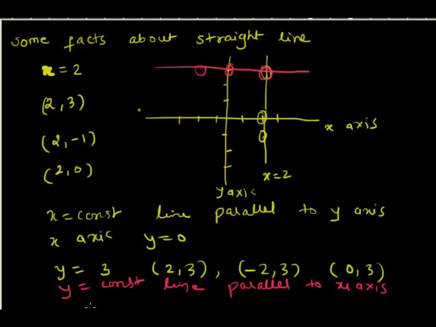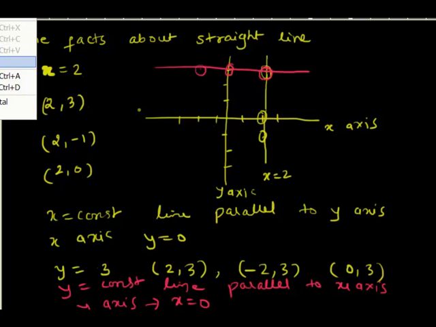And the equation for the y-axis: if I go anywhere on this y-axis, the value of x is 0. So the equation of the y-axis is given as x equals 0. This is all about the lines parallel to the axes and the axes.